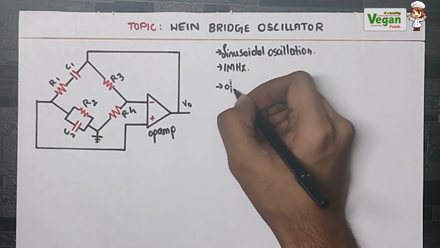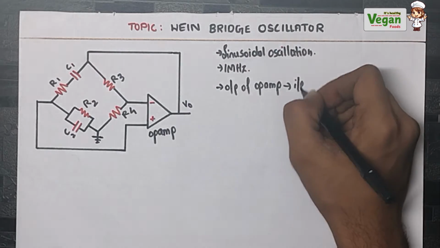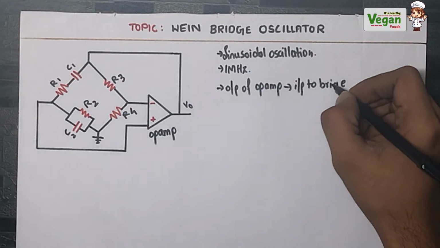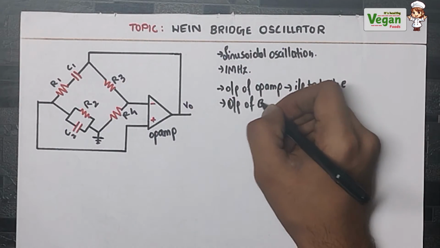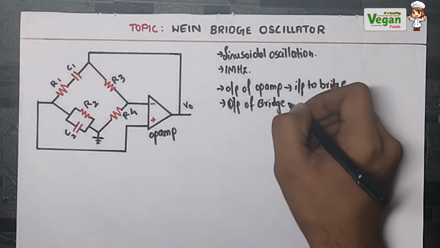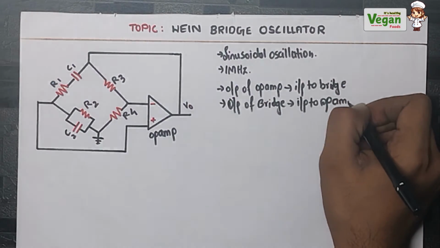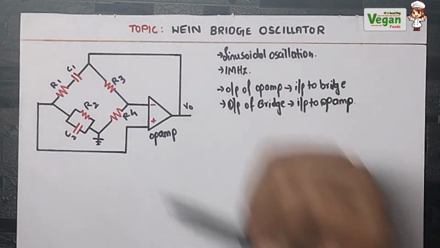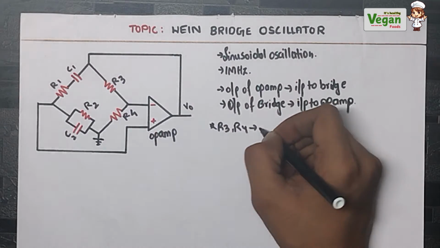So the output of the operational amplifier, that is the op-amp, acts as input to the bridge or RC network. Next, the output of the bridge or RC network will act as input to the operational amplifier. Now let's discuss their operations. R3 and R4 are part of the feedback.